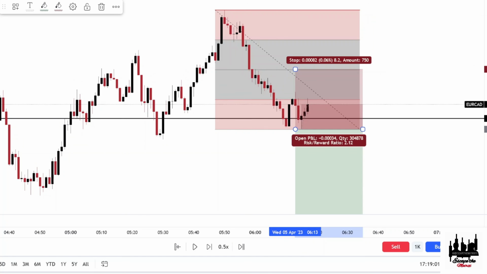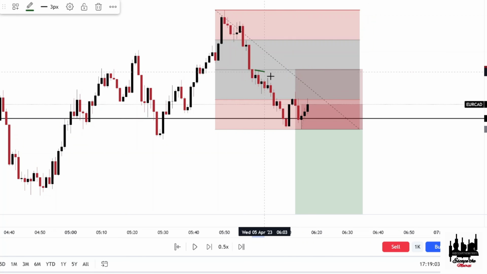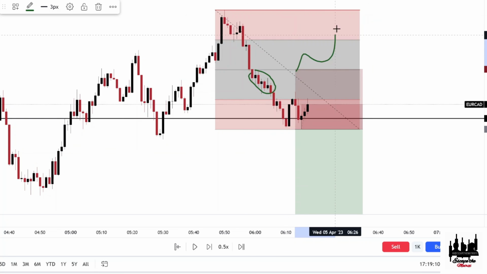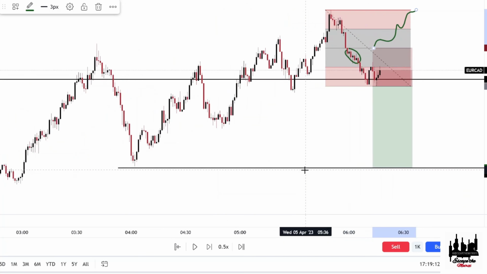And look how funny this is. The fact that your 50% is in line with your compression. And it does make sense. If price gets above this compression, it's more than likely to continue above.